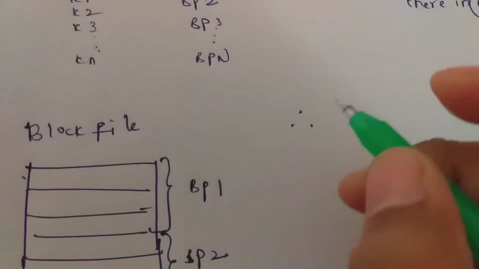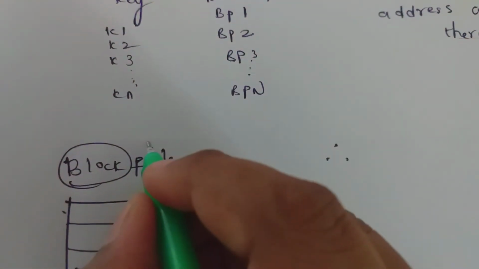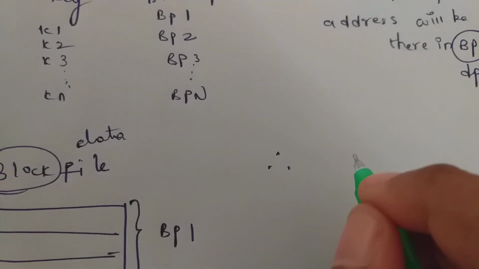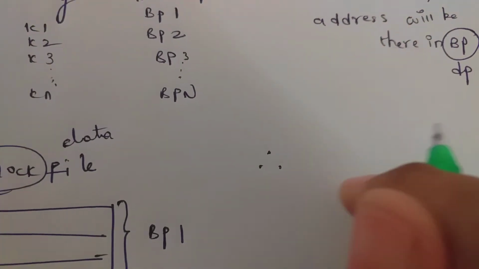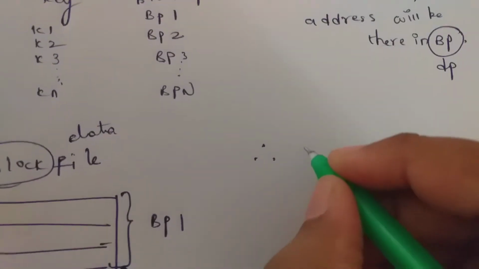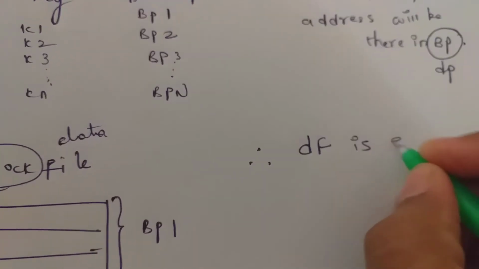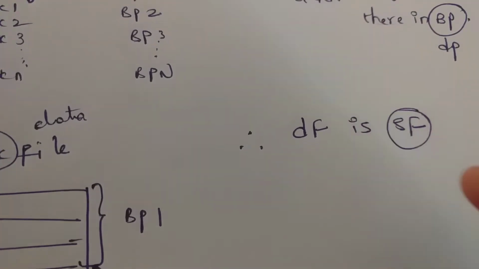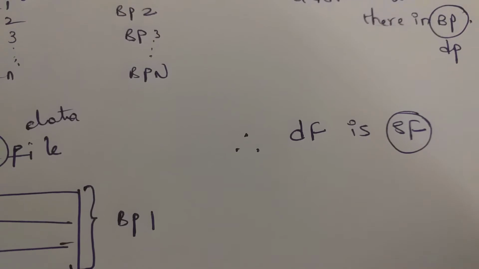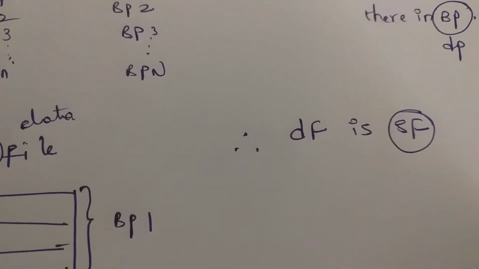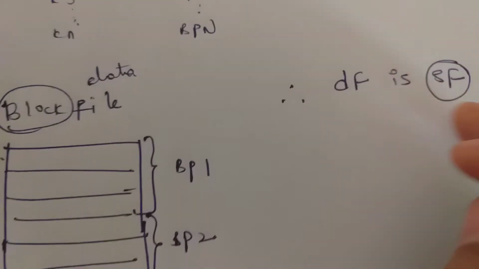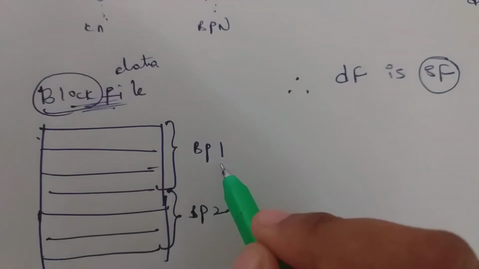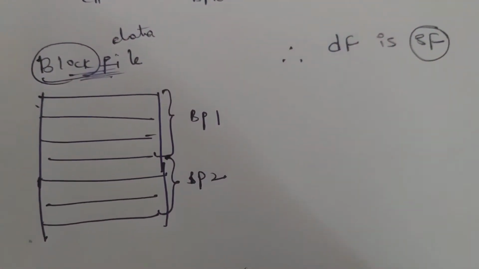What is meant by data file? Data file is present in the secondary file. This is the secondary file. Secondary file means whatever it may be. The data file may be divided into block pointer 1, block pointer 2, and so on up to block pointer n.